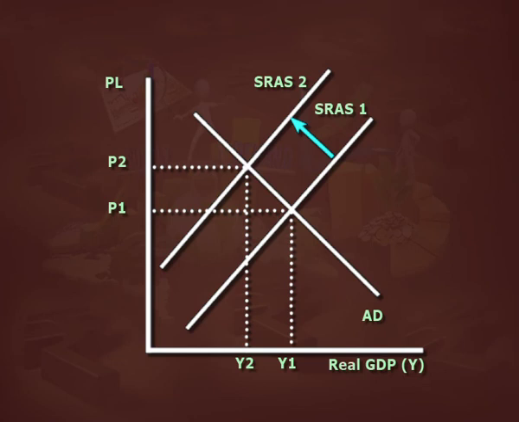In the short run, capital is fixed. Firms can alter variable factors of production such as labor.